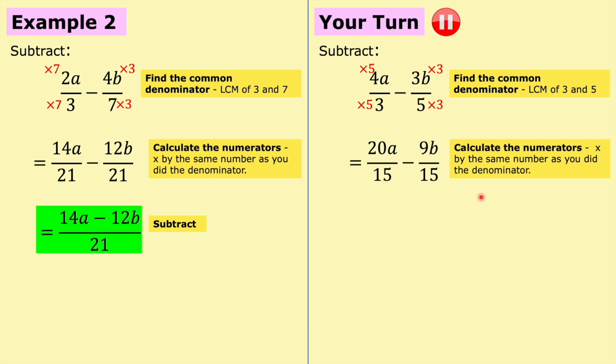And now because we've got the same denominator, we can go ahead and subtract. And you should get 20a subtract 9b over 15. And we can't simplify that any further, and that is our final answer.